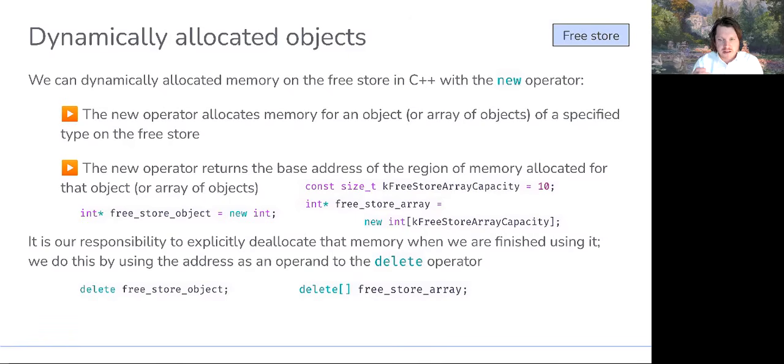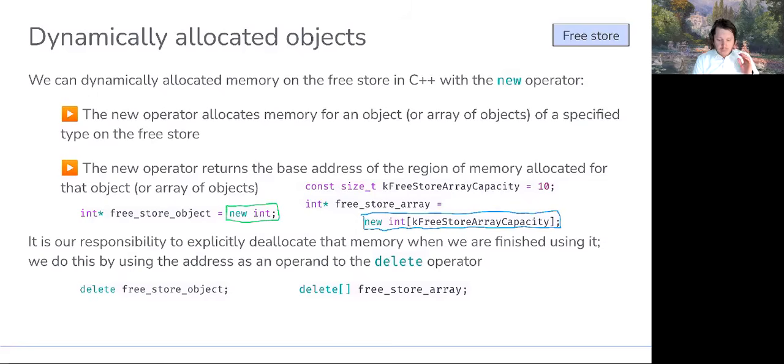If we wanted a new integer object on the free store, we would request that by writing new int. If we wanted an allocation of some contiguous number of integer objects on the free store, say an array of 10 elements, we would request that by saying new int and then using subscript notation to denote the capacity of that array, so the total number of integer objects available to it.